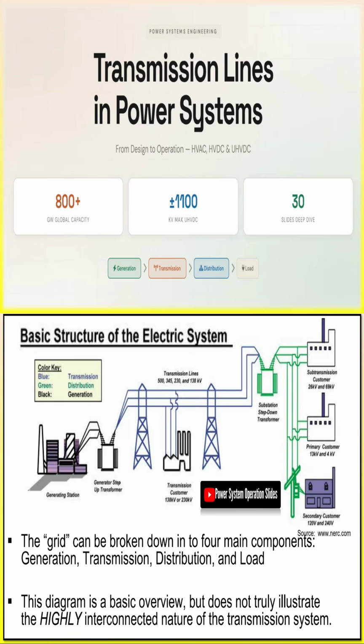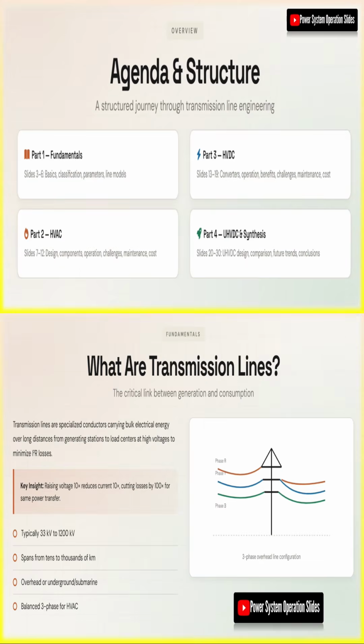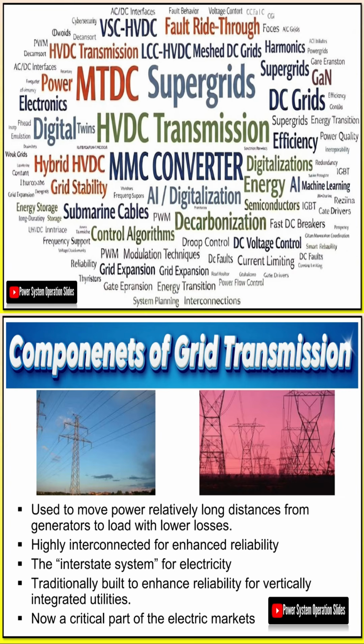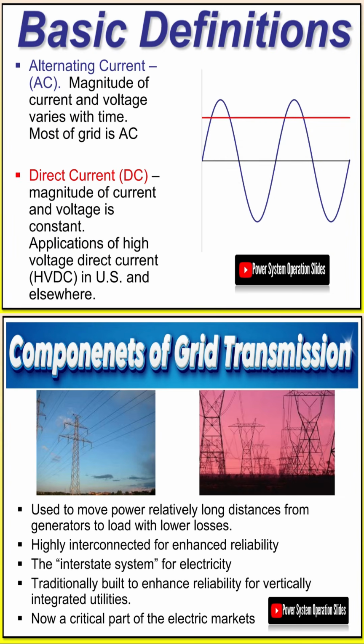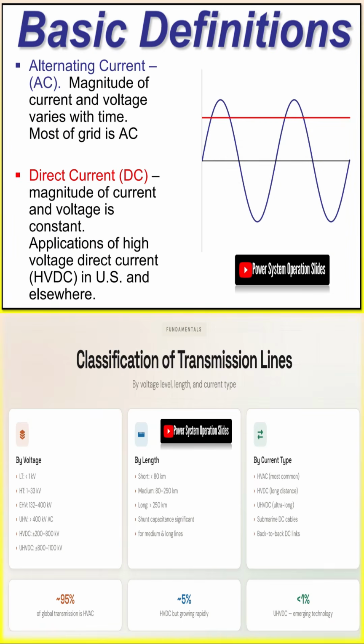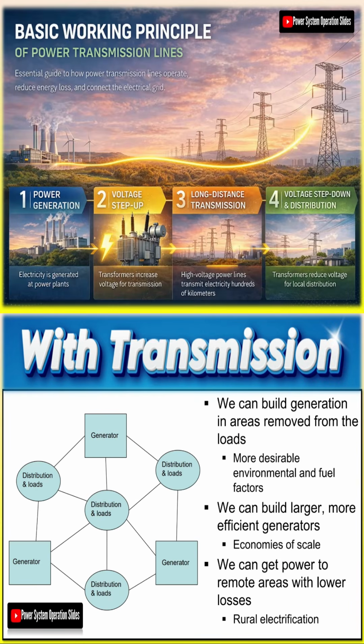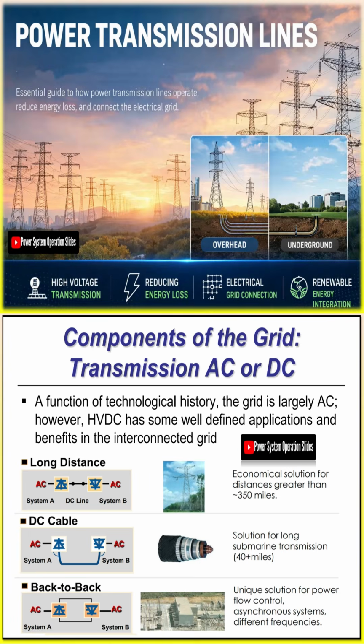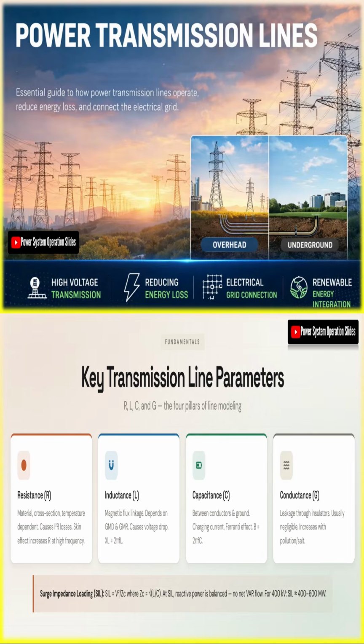Transmission lines form the critical backbone of modern power systems, serving as the specialized conductors that carry bulk electrical energy over long distances from generating stations to load centers. Operating at voltages ranging from 33 kV to as high as 1200 kV, these lines are designed to minimize resistive losses through a fundamental principle: raising the voltage by a factor of 10 reduces the current by the same factor, thereby cutting I²R losses by a factor of 100 for the same power transfer.